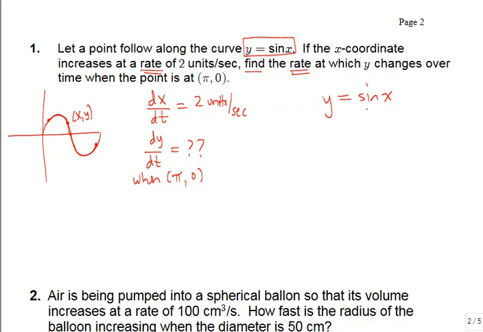Now what we want to do is get derivatives involved because the information that we're given and the information we're trying to find are derivatives. So this is going to be our next step, step 3, to take the derivative of this equation implicitly with respect to time. So we're going to take the derivative with respect to time of the left side and the derivative with respect to time of the right side.